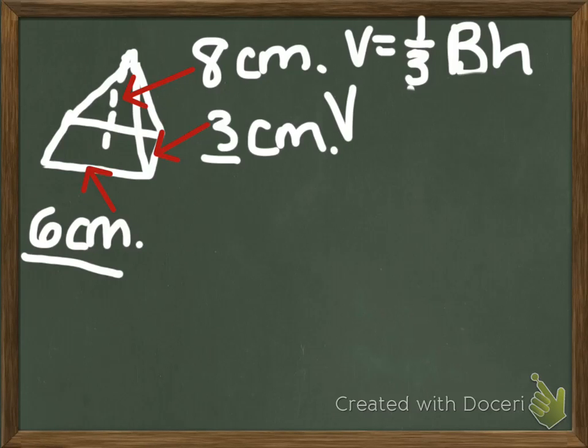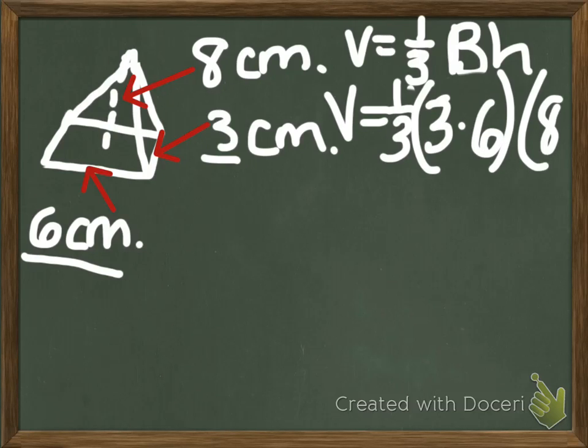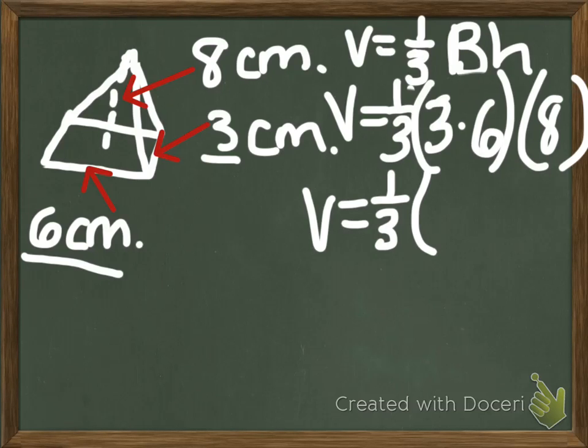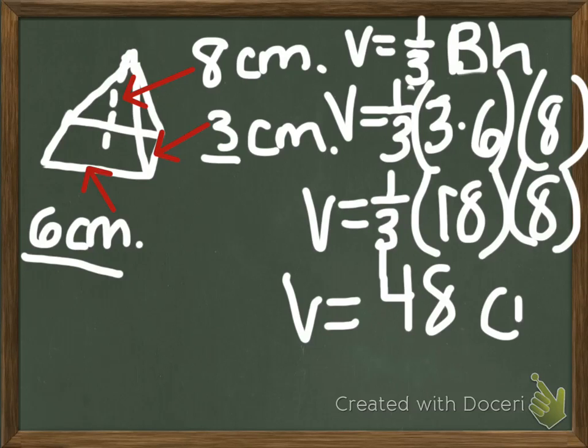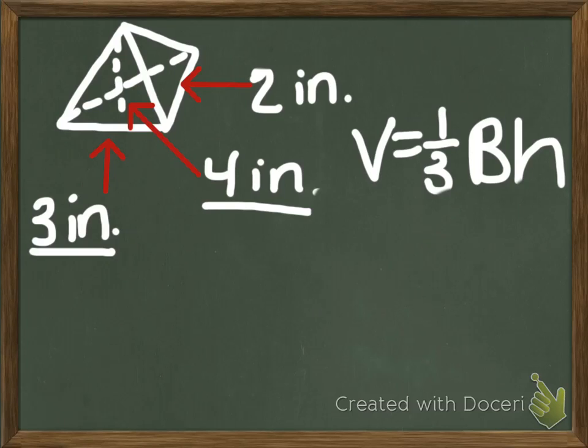So it would be volume equals 1/3 times the area of the base, which is 3 times 6, times the height, which is 8. So that would be volume equals 3 times 6 is 18, and then you would multiply the height, and altogether you would get 48 centimeters cubed.